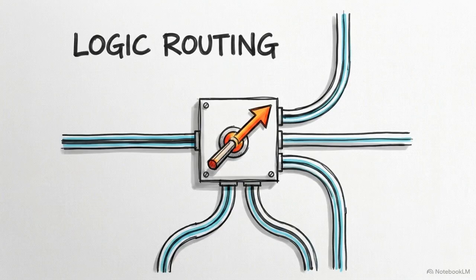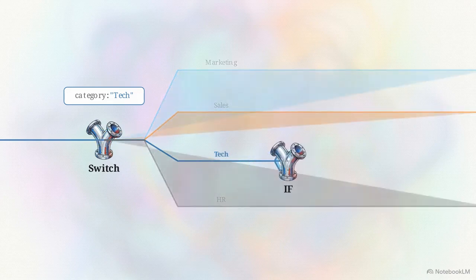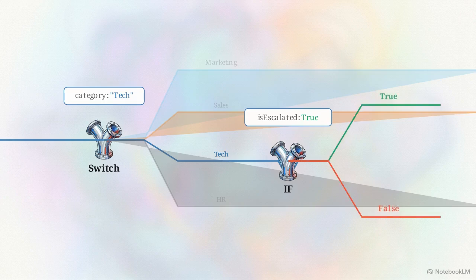With our payload properly parsed, we pass it to the logic block, specifically the switch and if nodes. A switch node executes multiplexing operations. It reads the category variable, dynamically routing execution onto the corresponding department track. Next, an if node applies binary gating. It evaluates Boolean conditions, like if escalation is true, routing the item through a true or false output.